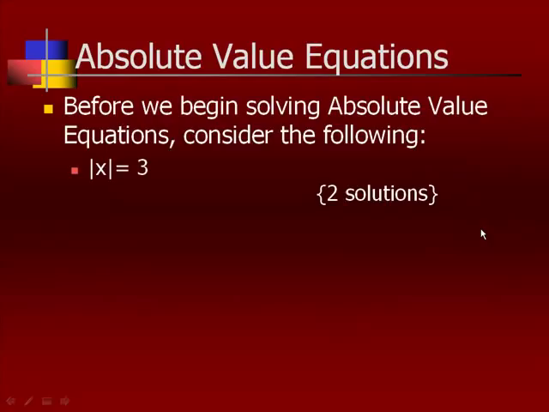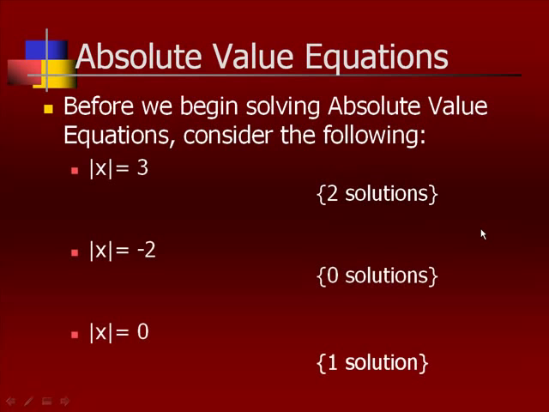Before we begin solving absolute value equations, consider the following. The absolute value of x equals 3. That's saying the absolute value of what numbers are 3? Well, the absolute value of 3 is 3, and the absolute value of negative 3 is 3. We have two solutions. Now, the absolute value of x equals negative 2. If you take the absolute value of any number, you're never going to equal a negative. Therefore, we say no solutions.